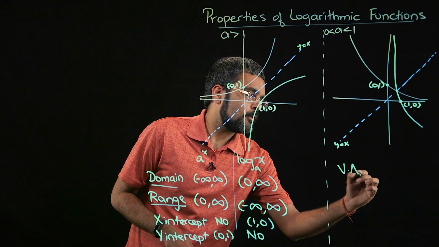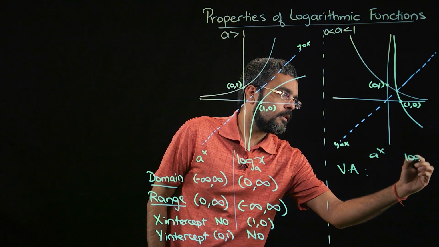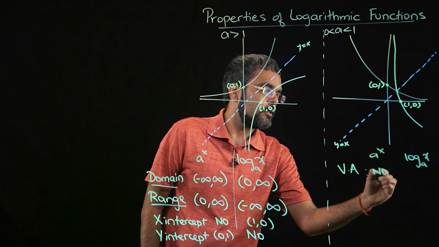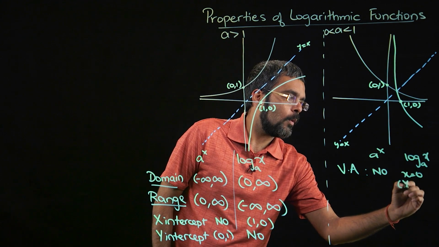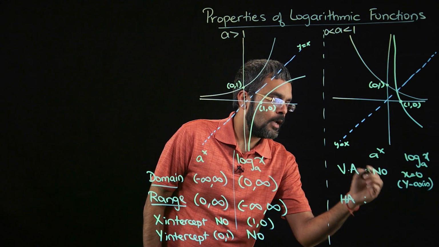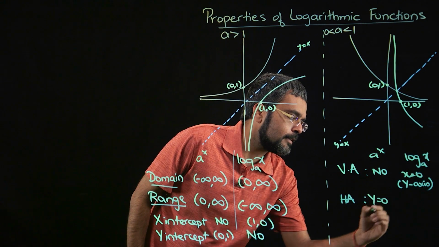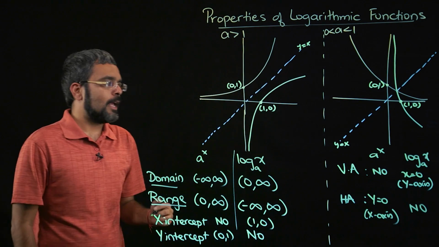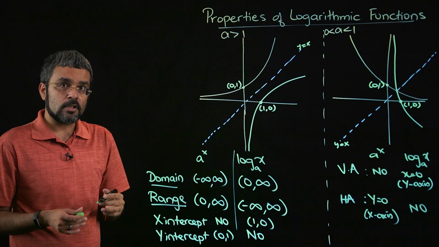And then finally, think about asymptotes. For my exponential function, a to the x, I have no vertical asymptotes, whereas for my log function, I have the line x equal to 0, or the y-axis. Whereas for horizontal asymptotes, my exponential function has the horizontal asymptote y equal to 0, or the x-axis, and there are no horizontal asymptotes for my log function. So these are in general your properties for exponential functions and log functions.